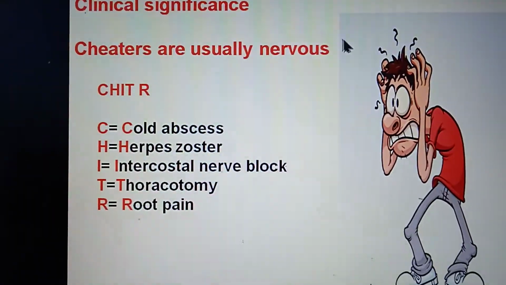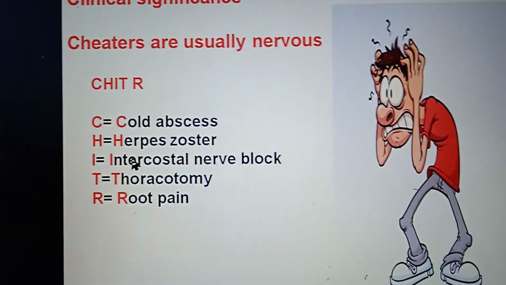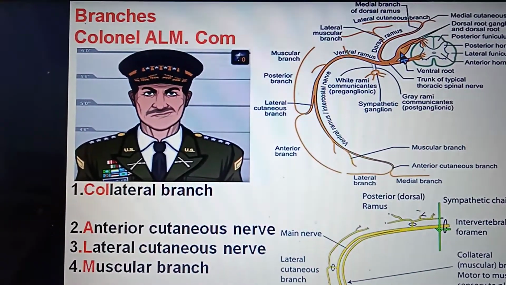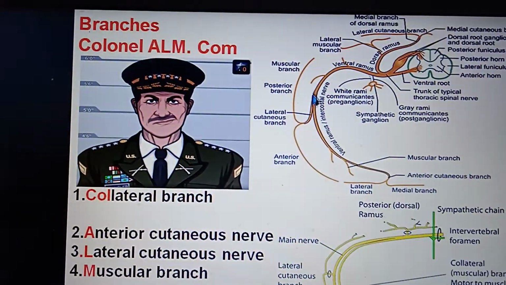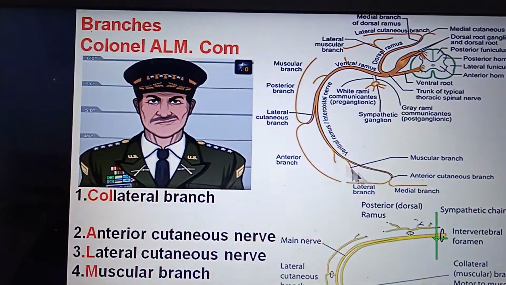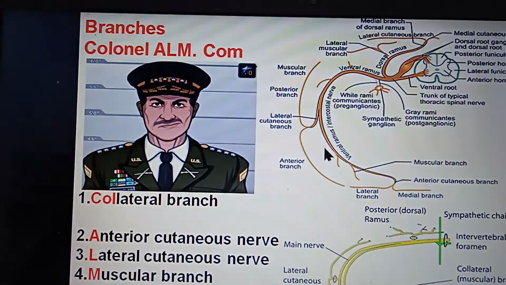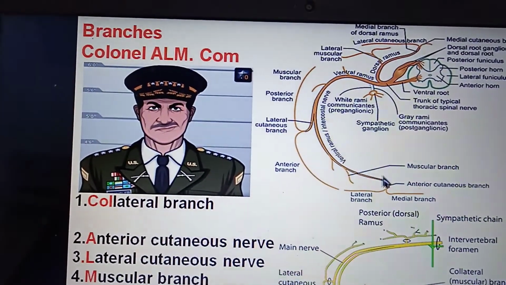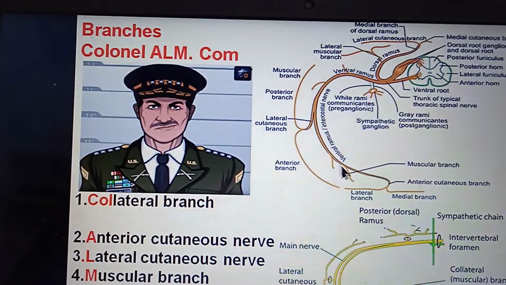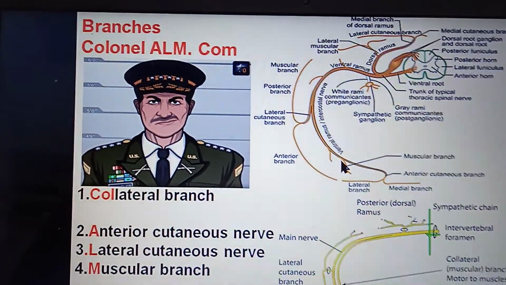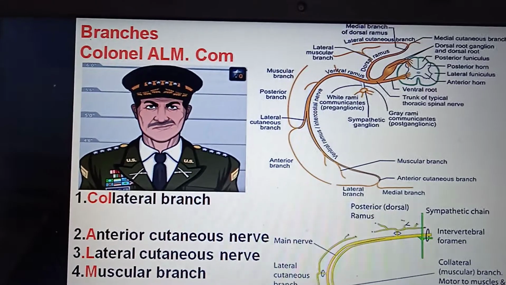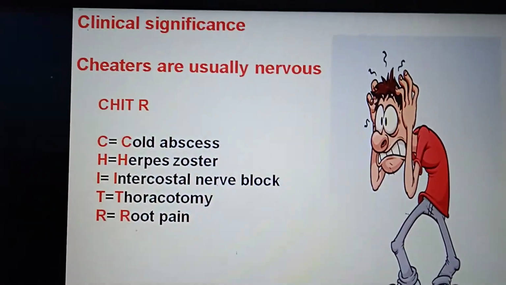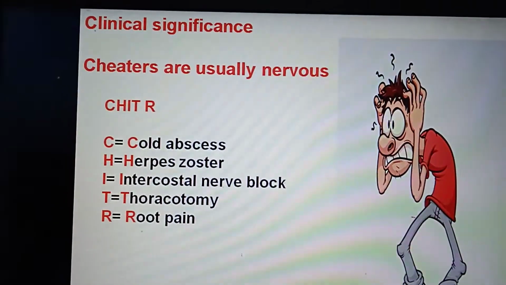The second one is herpes zoster, in which there is herpes zoster infection of the dorsal root ganglia, and it will reflect to the specific dermatome. The dermatome is what? The skin supplied by a single spinal nerve. So along the intercostal nerve distribution there will be extreme pain due to the herpes zoster infection of the dorsal root ganglia of the thoracic region.